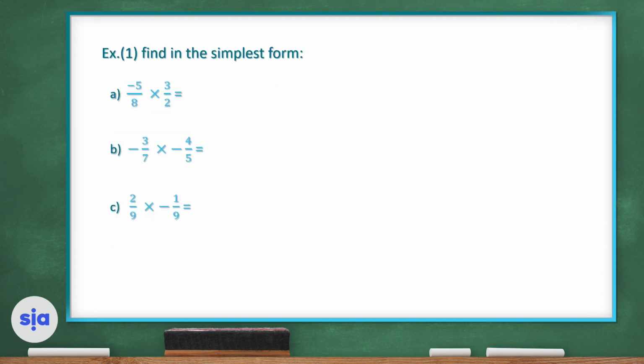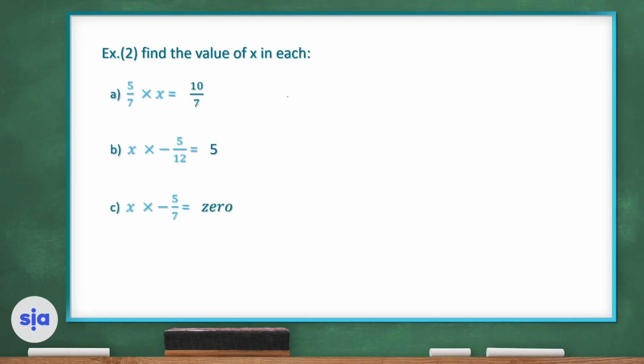Exercise number 1. Find each of the following in the simplest form. Negative 5 over 8 multiplied by 3 over 2, you're going to multiply the negative 5 by the 3 and the 8 by 2. So it's negative 15 over 16. Question B. Negative 3 over 7 multiplied by negative 4 over 5. For sure it will be positive 12 over 35. Question C. 2 over 9 times negative 1 over 9, it's negative 2 over 81.